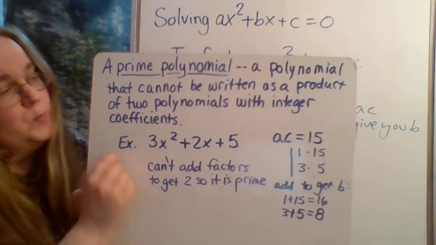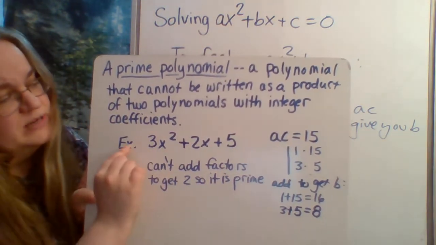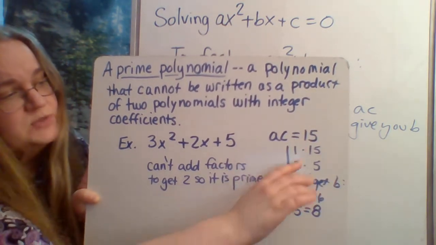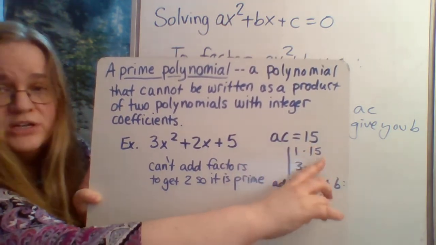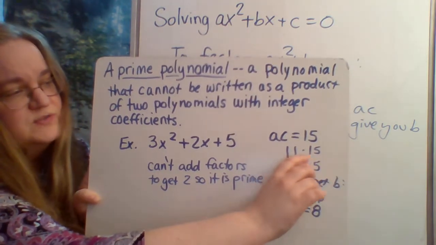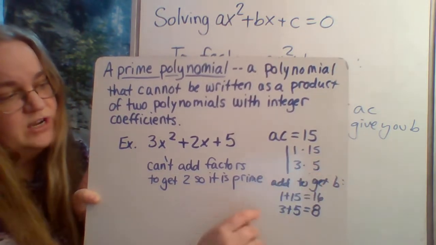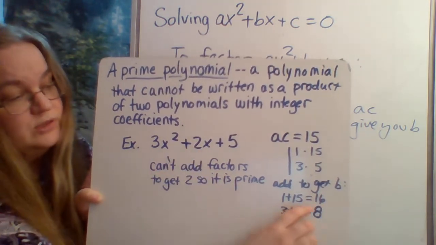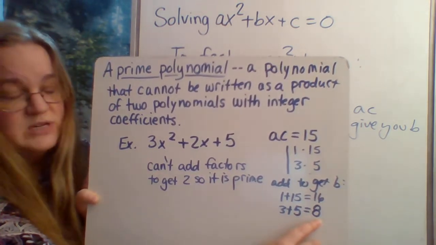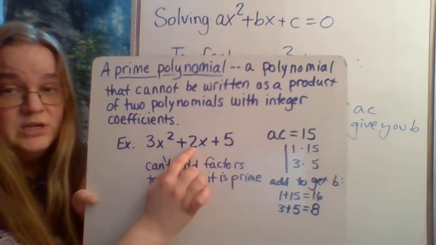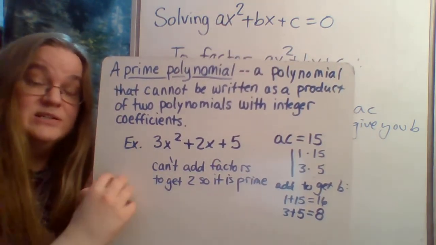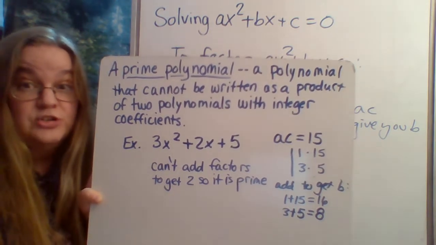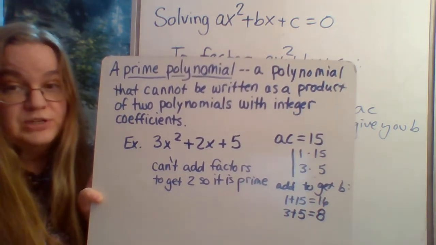So when we look at this, here's an example. 3 times 5 is 15. So that's my a times c. Then I do what I did before about finding factors of 15: 1 times 15, 3 times 5. And then I have to add to see if I can get b. Well, this is 16, and this one comes out to 8, neither of which is 2. So I can't write this as 2 binomials easily with just integers, so whole numbers and their opposites.